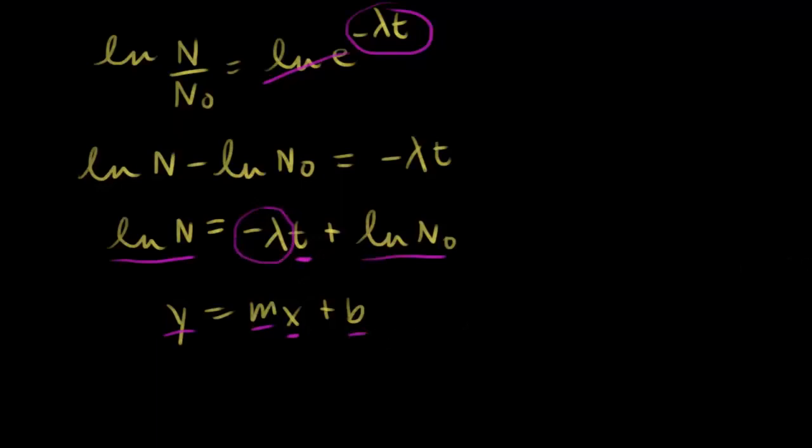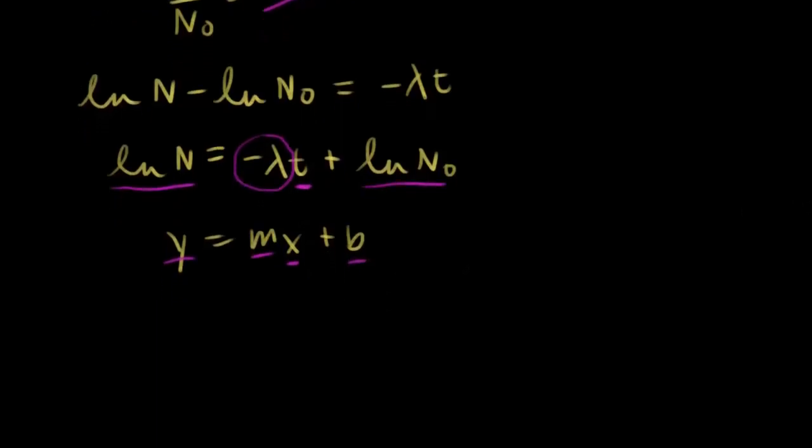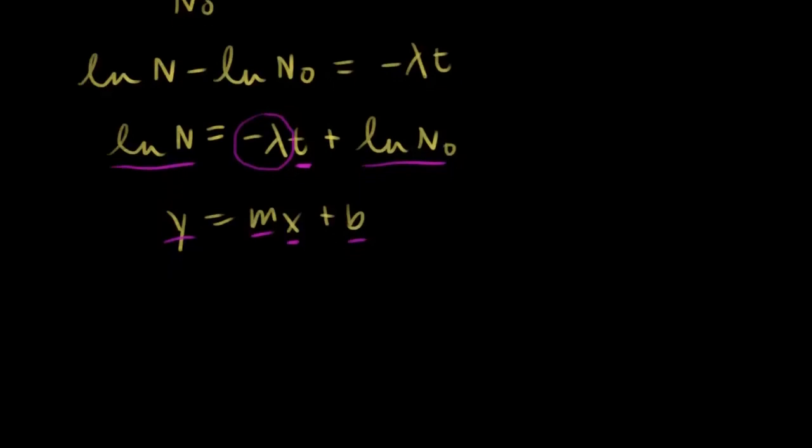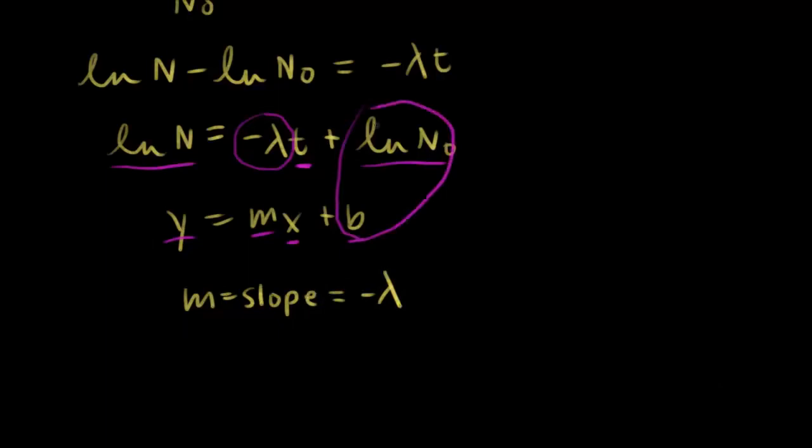So y is equal to mx plus b, if you remember, it's the equation for the graph of a straight line, where m is the slope, so we could say the slope of this is equal to negative lambda. And remember that b is your vertical intercept. So if we graph this, our vertical intercept should be natural log of N naught.